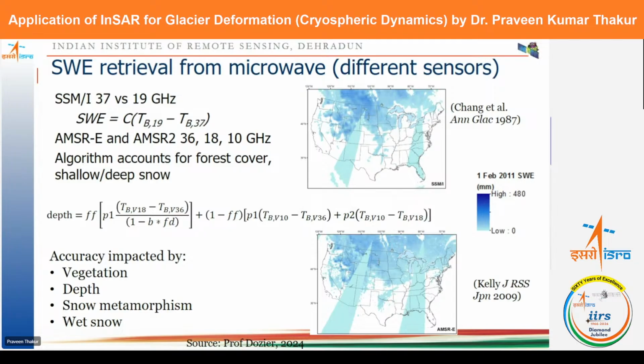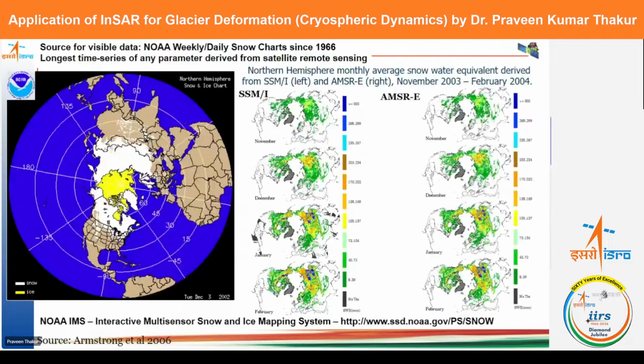And this is just one of the formulas where we combine these two frequencies to derive the depth of the snow with corrections for forest cover and the shallow and the deep snow cover. And there is a global product, but it also has a certain limitation from the saturation point of view for the deep snowpack. And this is the example from the northern snow water equivalent, which is the multiplication of the snow depth and the density.